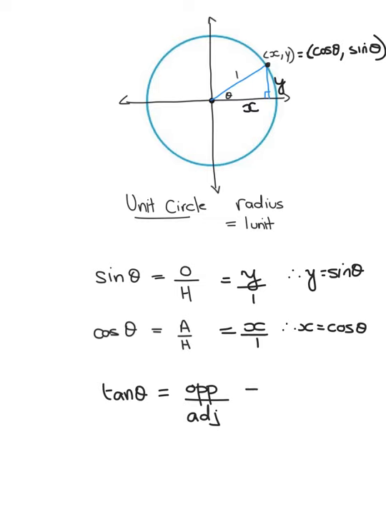Now tan of theta equals opposite over adjacent, and I've just worked out that the opposite is y, the adjacent is x, but y is equal to sine theta and x equals cos theta. So tan theta is actually equal to sine theta over cos theta.